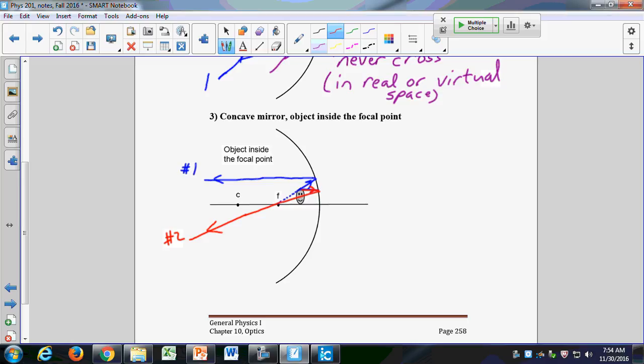Convergent, divergent, or parallel, what are these rays? They're divergent. These rays are never going to cross in real space. They're never going to cross to the left of that mirror. However, they do cross to the right of the mirror. I can trace these rays back. These rays are called virtual rays, and they're just simply where I trace back the reflected ray.